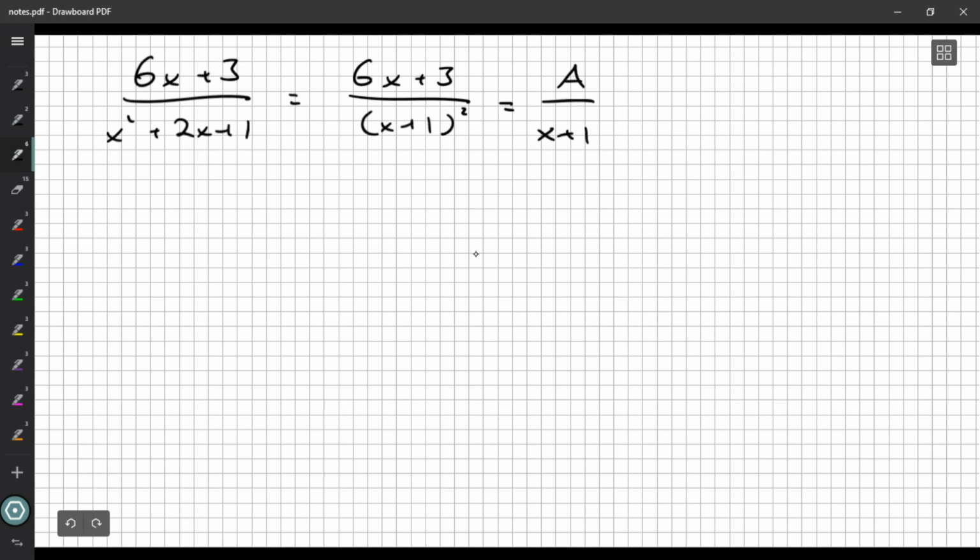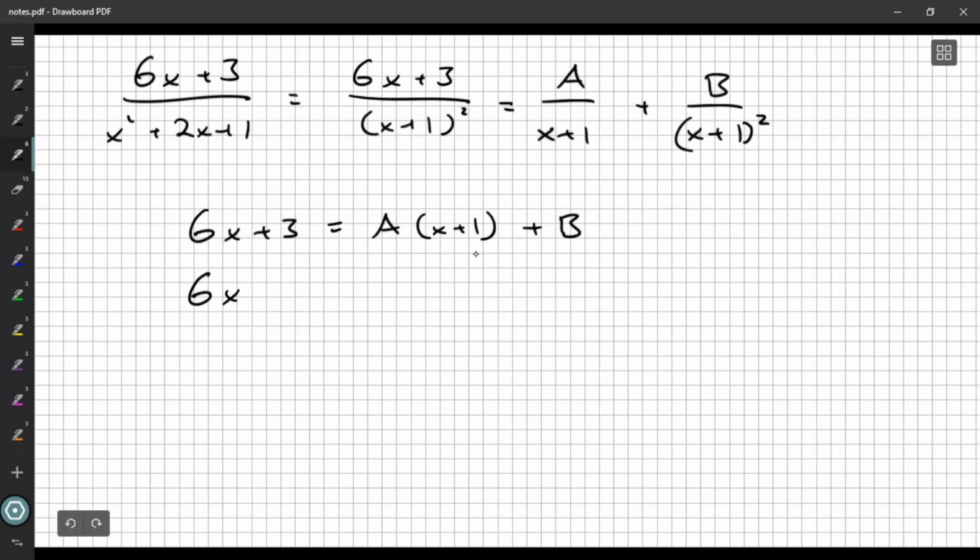And when we have repeated linear factors, we have to alter our setup here. Okay. We need to solve for our constants a and b. So we multiply both sides by x plus 1 squared. All right. And well, we could plug in things like x is minus 1 and solve for a.